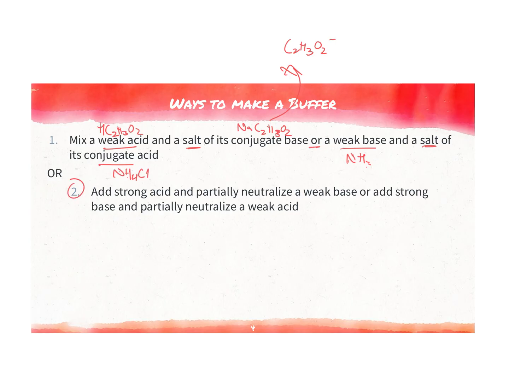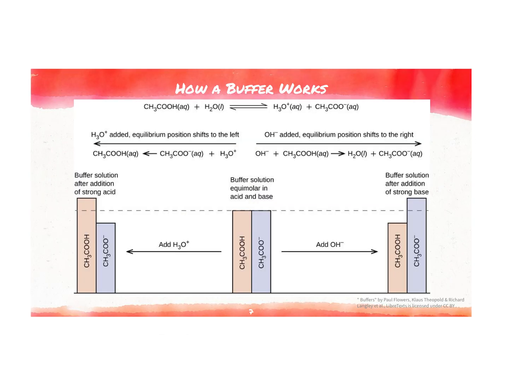The second way to do it is to add strong acid and just partially neutralize the weak base, or add strong base and partially neutralize the weak acid. Essentially, if I'm going to think of a titration curve, I can basically stop here, at a point where it's partially neutralized, not completely neutralized. And so this is kind of how a buffer works.